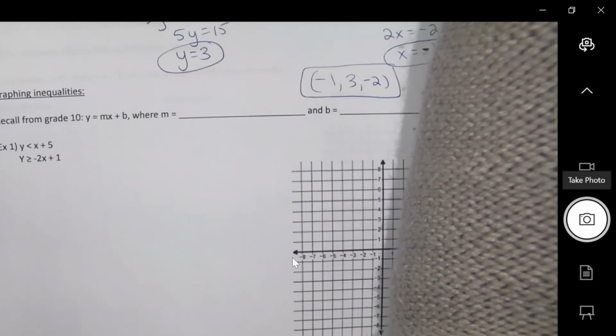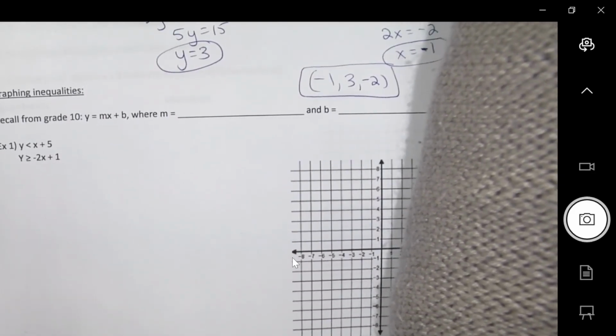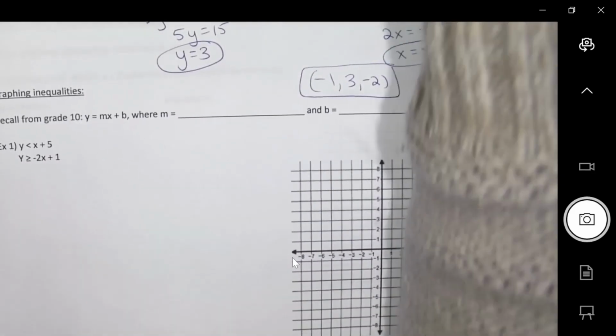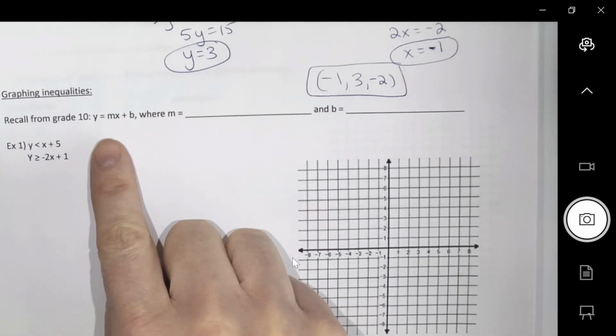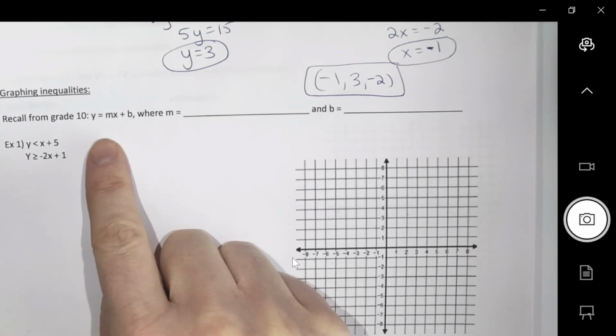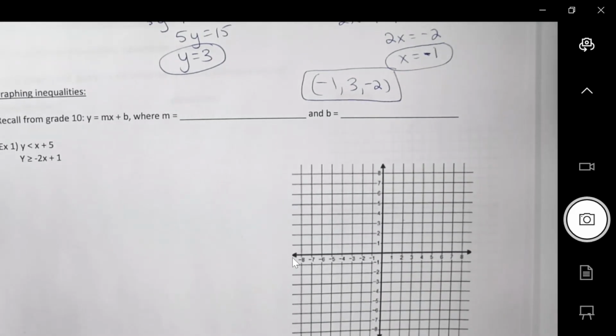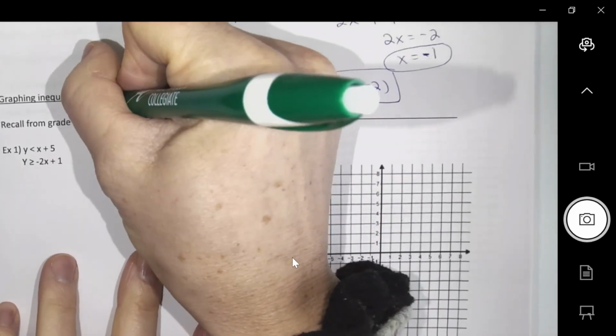Okay, graphing inequalities. So this is what you need to know. From grade 10, you learned this: y equals mx plus b. And you used it to graph what kind of shape? A line.